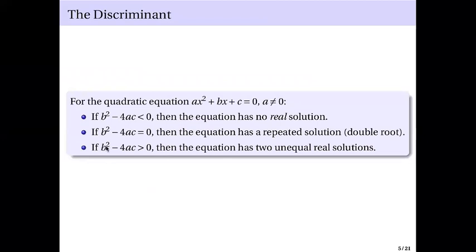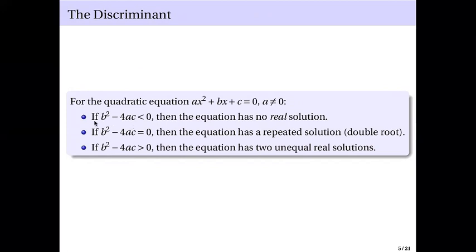If b squared minus 4ac is greater than 0, then the equation has two unequal real solutions. So you will get two real solutions which are distinct.